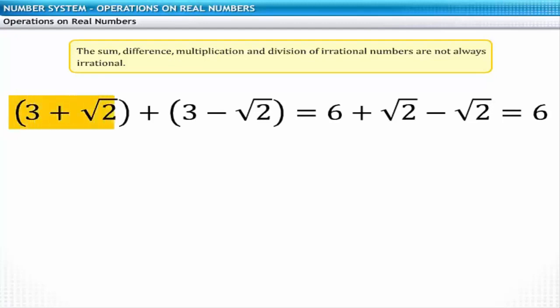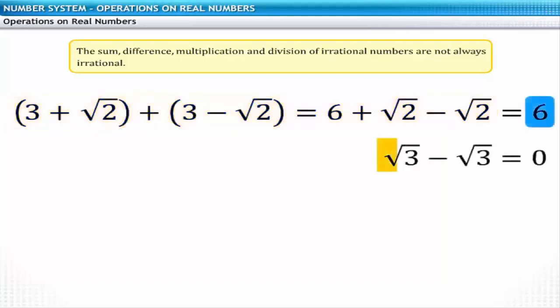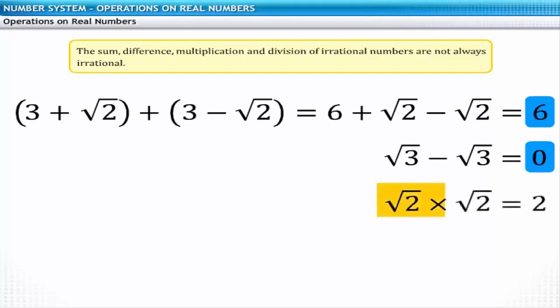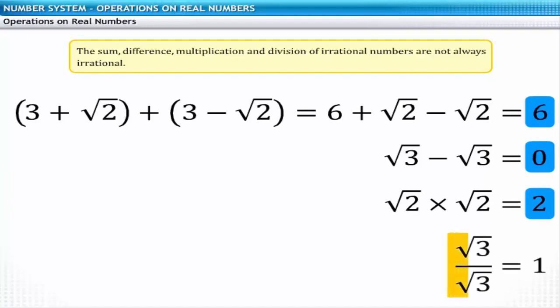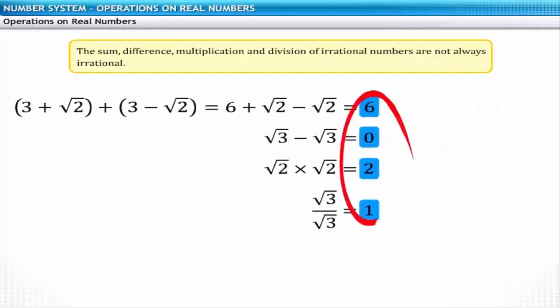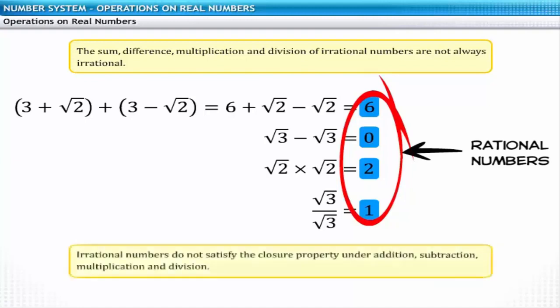On adding 3 plus the square root of 2 and 3 minus the square root of 2, we get 6. On subtracting the square root of 3 from the square root of 3, we get 0. Similarly, if you multiply the square root of 2 by itself, then you get 2. If you divide the square root of 3 by the square root of 3, then the quotient is 1. Here in all the cases, the obtained results are rational numbers. Thus, irrational numbers do not satisfy the closure property under these operations.